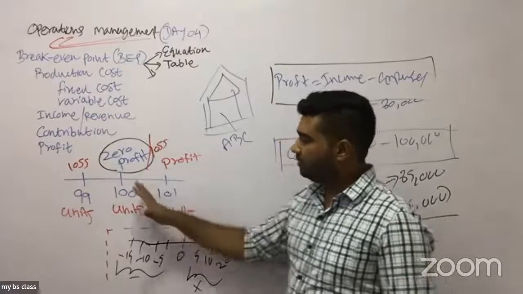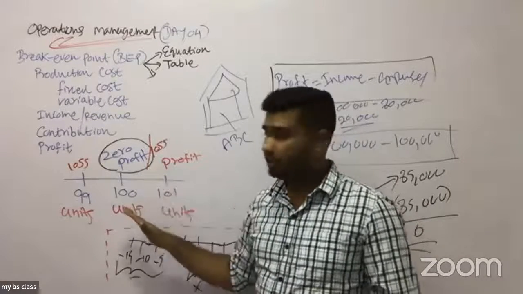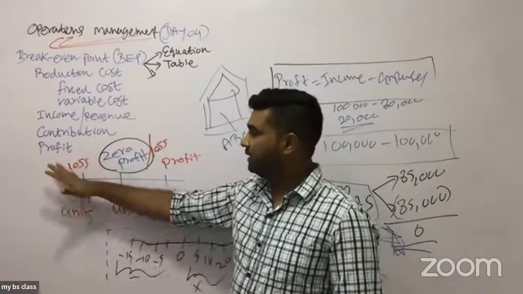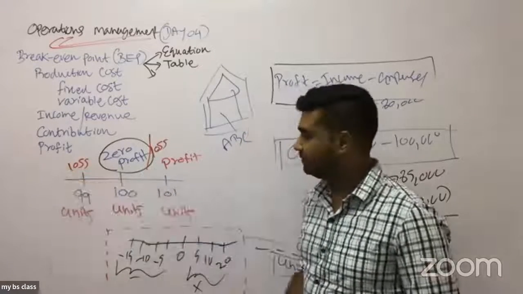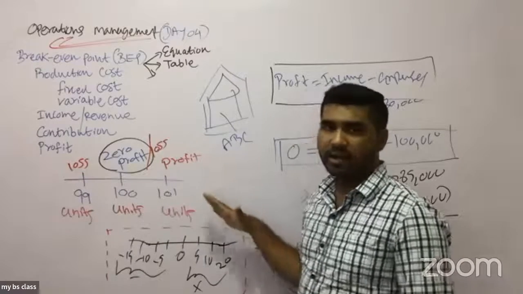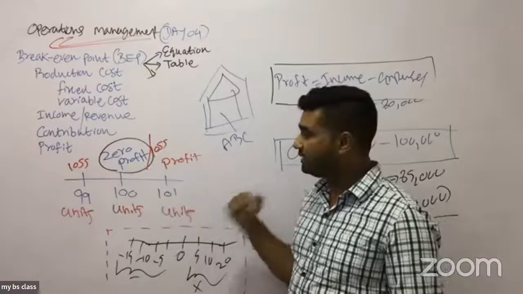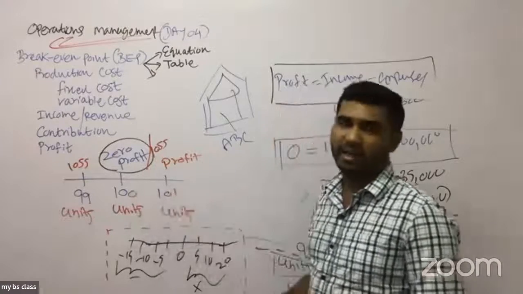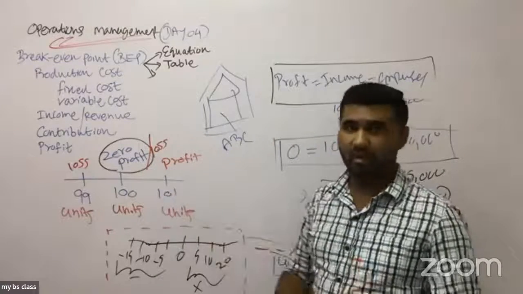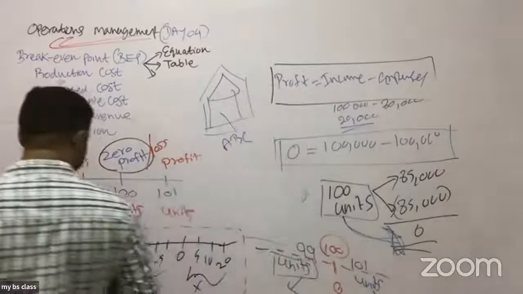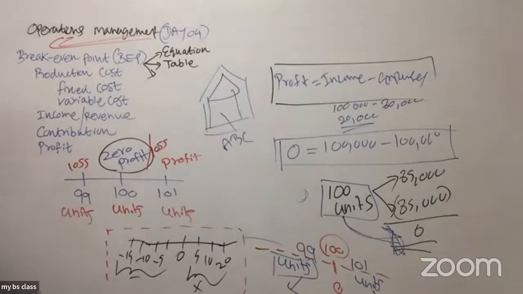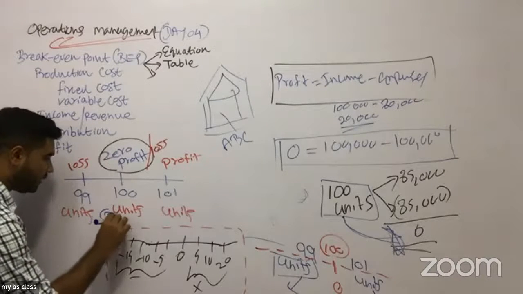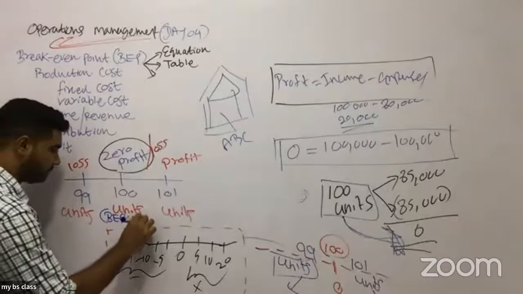So in that manner, we can say that if you produce below the break-even point, you will end up with a loss. And at the same time, when you are producing or selling units higher than the break-even point, you will end up with a profit. So this 100 units, what we can know as the BEP units. So within brackets, I write BEP units.